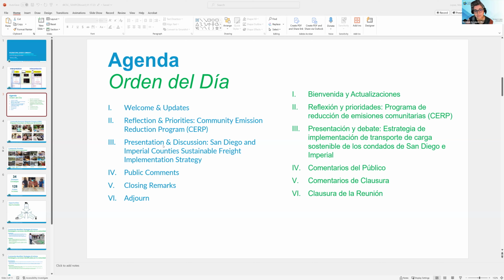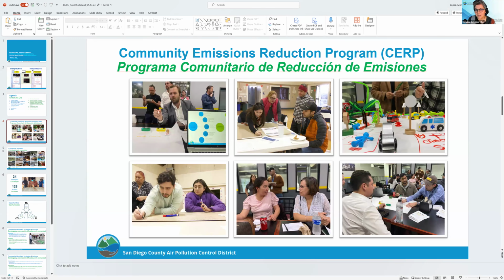We're also going to have a presentation from SANDAG about the San Diego and Imperial Counties Sustainable Freight Implementation Strategy, which actually is connected to many of the strategies in the SERP that you all helped co-develop. So we'll get to learn more about that later this evening. But before we jump into these items in the agenda, I want to share some good news with you all.